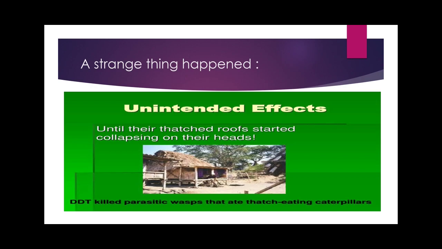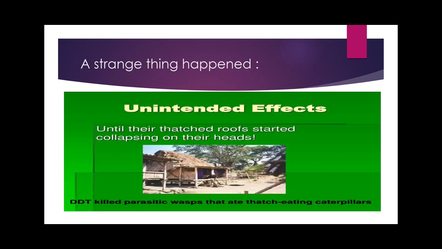It is that the thatched roofs of houses, you can see in the picture that most of the houses of Borneo had thatched roofs. Means the roofs were made out of dried straws, leaves, and other parts of plants. So what happened, students? After spraying the DDT, the thatched roofs of the people started collapsing on their heads.